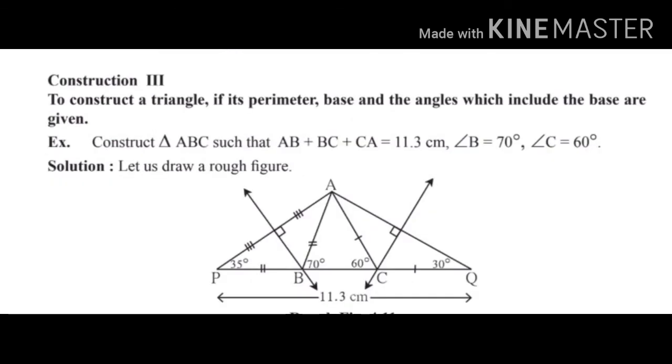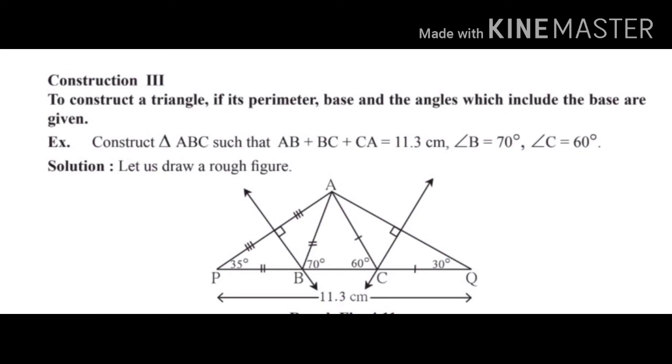So in short, the perimeter is given to you, take it as a base and give the base any name. Here the names given are P and Q. Then take half of the angles given to you, 70 degrees and 60 degrees. Angle B is 70 degrees, so half of 70 degrees is 35 degrees. So take angle P as 35 degrees and angle Q as half of 60 degrees, that means 30 degrees. Then join these angle rays. The point of intersection is point A.